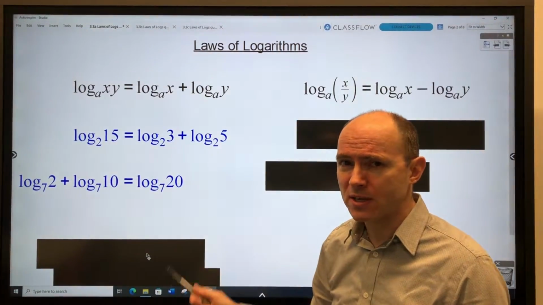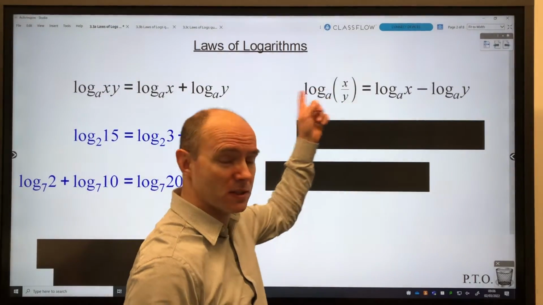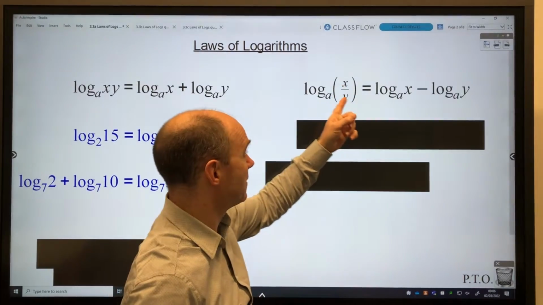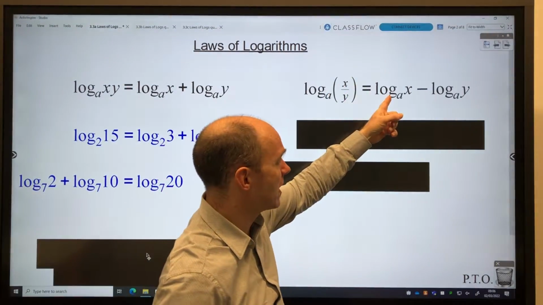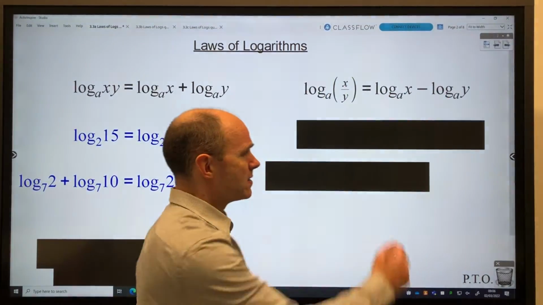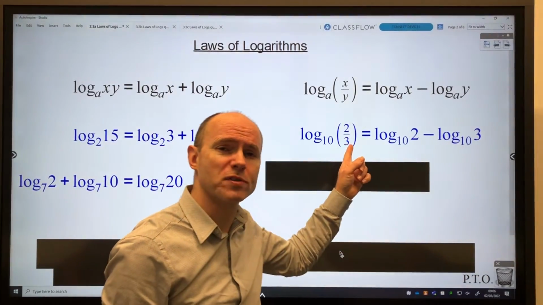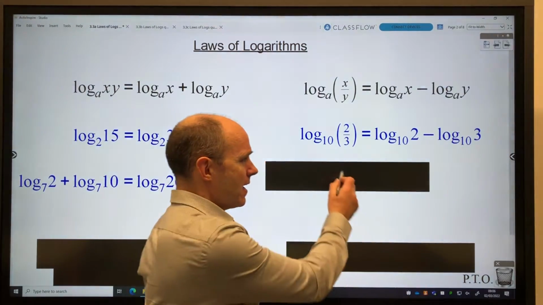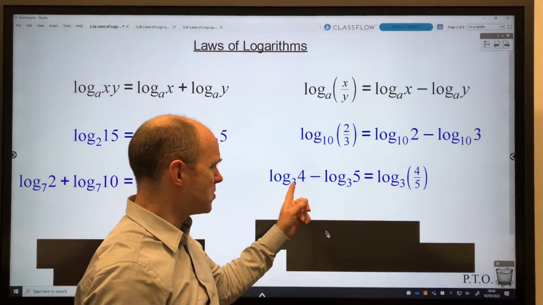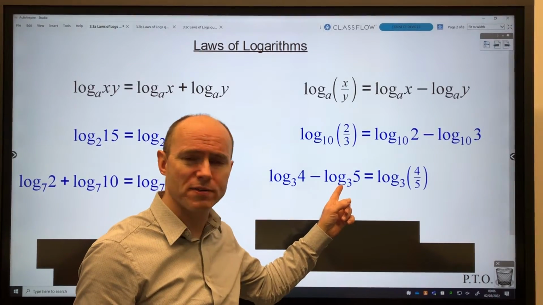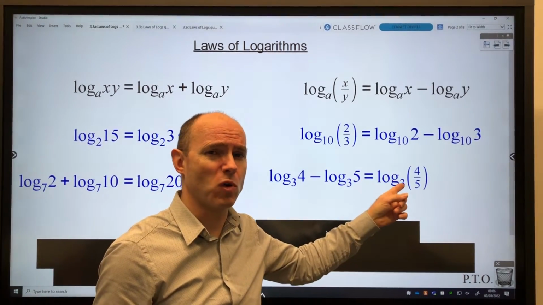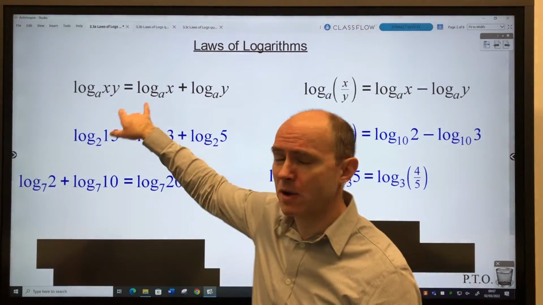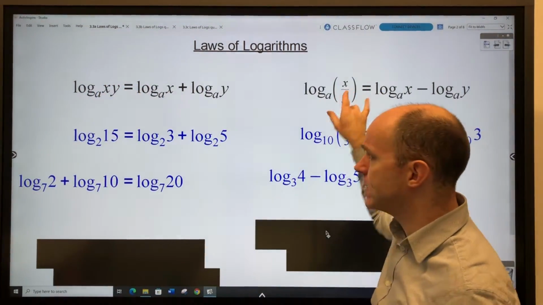Now, as you can imagine, it works the other way round when it comes to a division question, when you've got log of a fractional amount. So log of x over y is equal to log x subtract log y. A numerical example here: if you've got log of 2/3, that could be rewritten as log 2 subtract log 3. Going the other way, if you've got an expression that says log 4 subtract log 5, that can be written as log 4/5. So you've got to be able to go both ways. Sometimes I call this the multiplication law, sometimes I call that the division law.